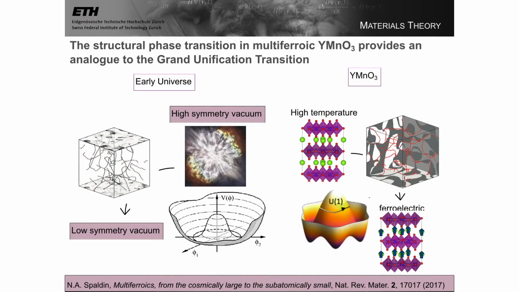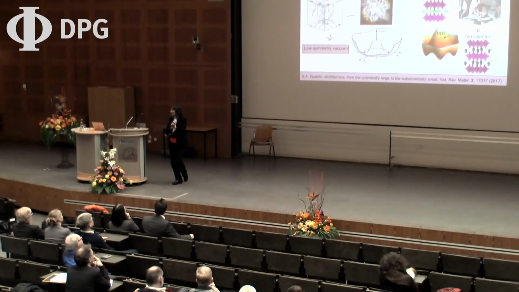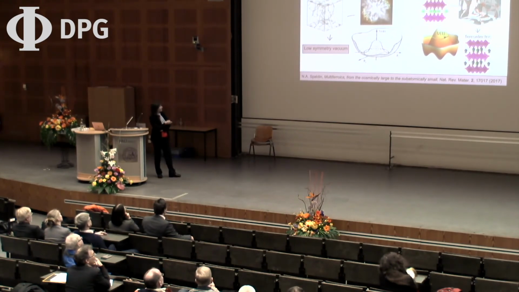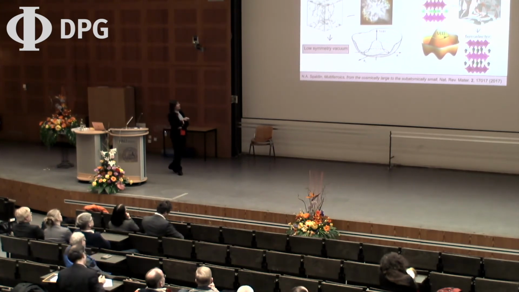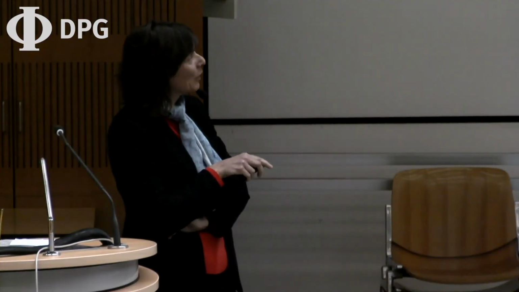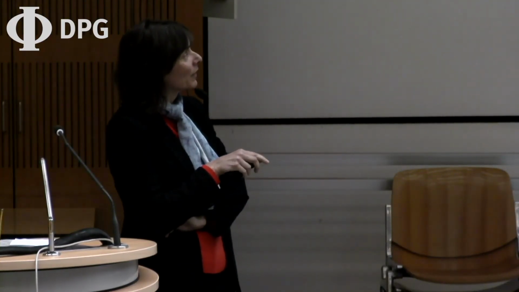Okay, so I hope I've persuaded you then that we have a lab-based analog to the proposed formation of cosmic strings in the early universe. In the early universe, the proposal is we started from a high symmetry vacuum, and during the grand unification transition, a low symmetry vacuum was formed associated with the formation of cosmic strings described by a Mexican hat potential. In yttrium manganite, we have a high temperature paraelectric phase. We have a structural phase transition to a ferroelectric phase described by a Mexican hat-like potential, and that should be associated with this formation of 1-dimensional line-like defects.